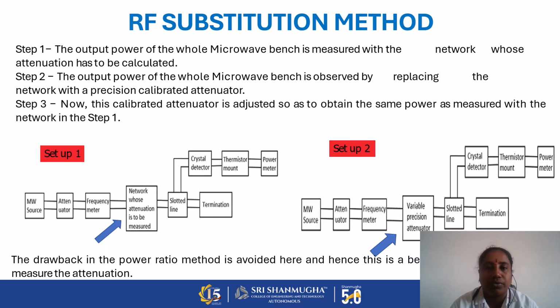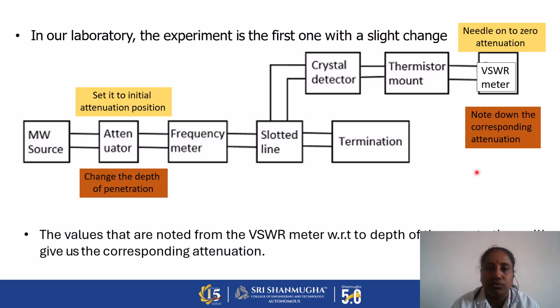And next one, the RF substitution method. This is our RF substitution method block diagram. In our microwave laboratory, we are using this entire block diagram for calculating the RF substitution method. This is the general microwave source and attenuator up to the slotted line. And finally, by using the VSWR meter, we are going to calculate the power levels in the RF substitution method. This is the difference between the power ratio method and the RF substitution method in the microwave system.